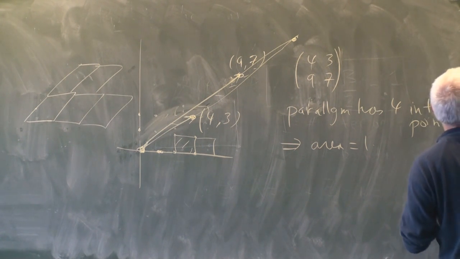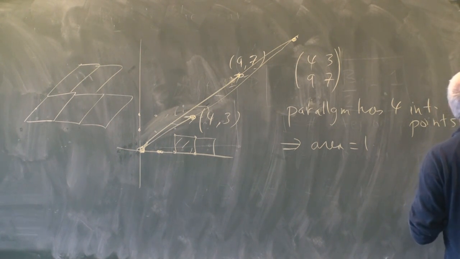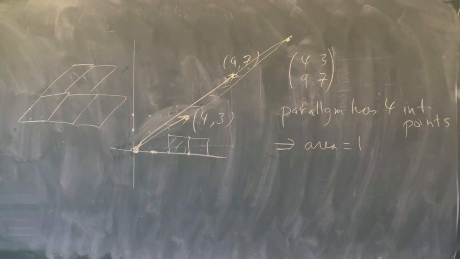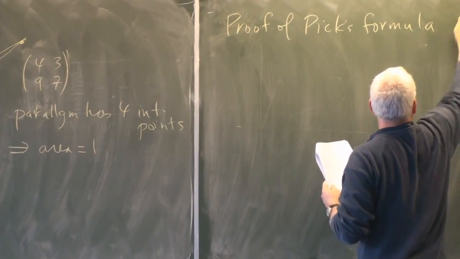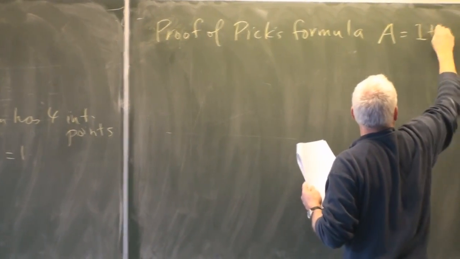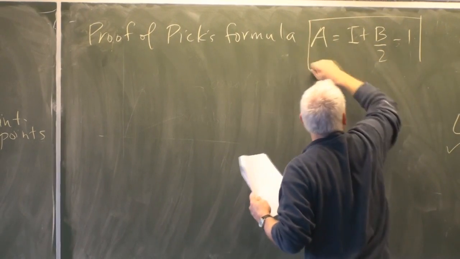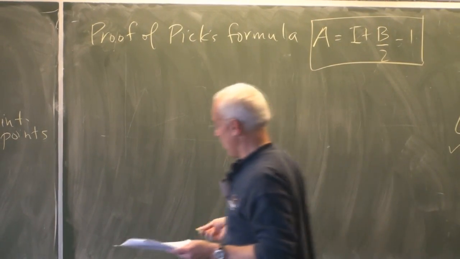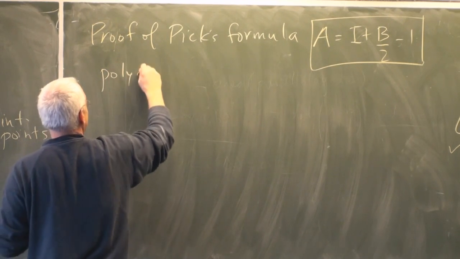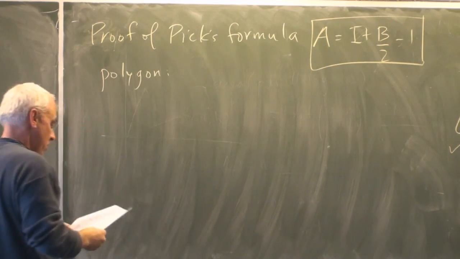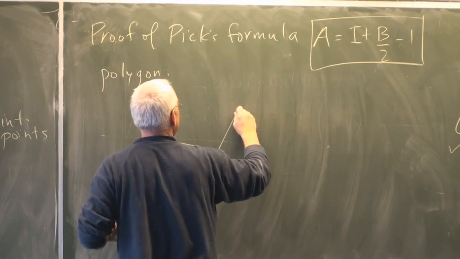Okay, so suppose we have our polygon now. Now this is our proof of Pick's theorem. Proof of Pick's formula. So I'll write that again. A equals I plus B over 2 minus 1 for the area of our polygon. Let's call the polygon T. Now, there's our polygon.